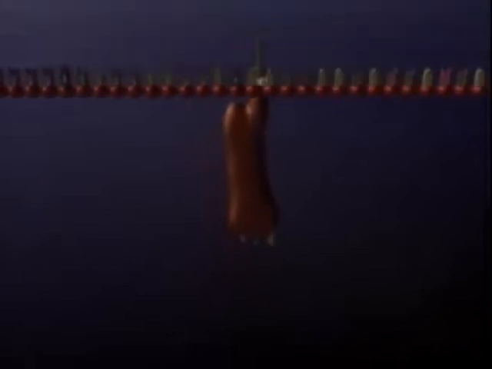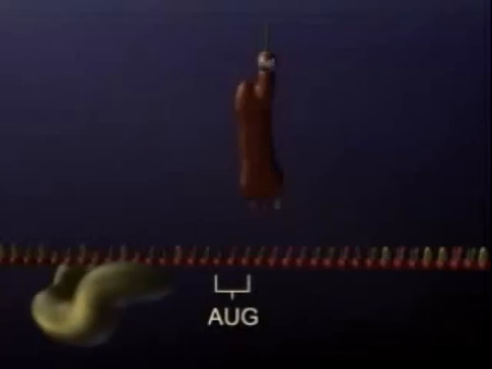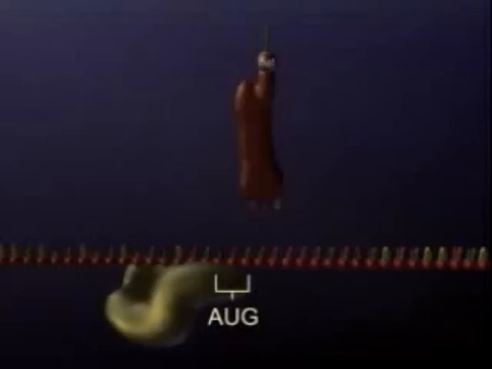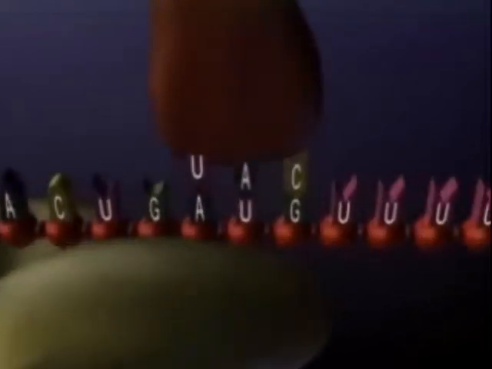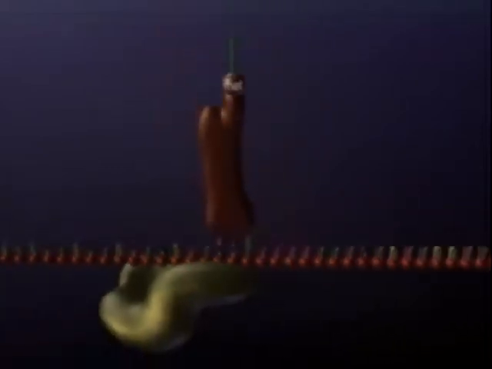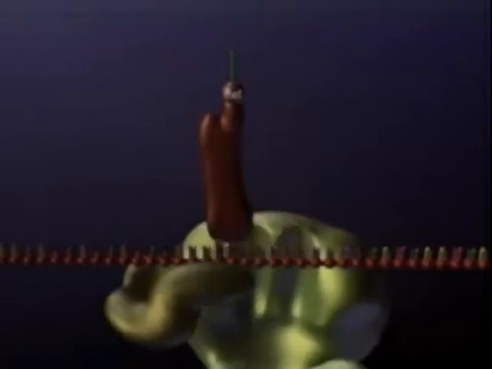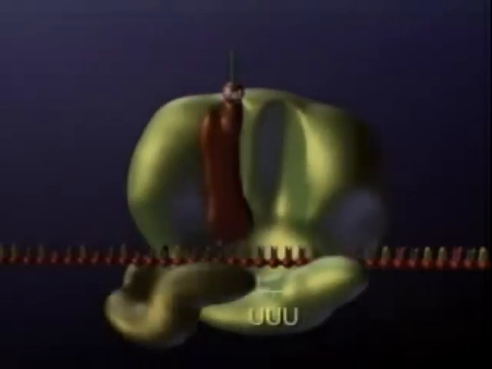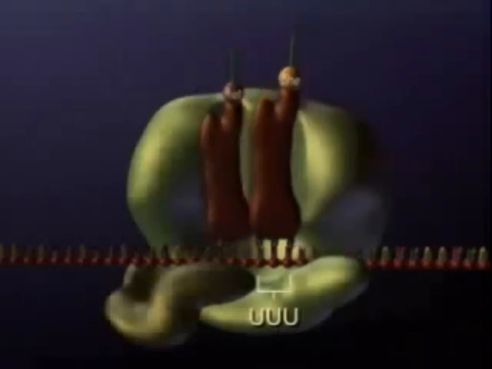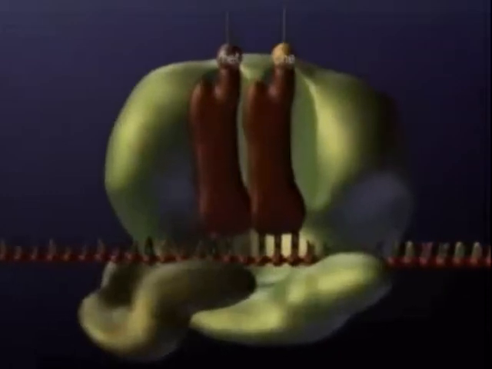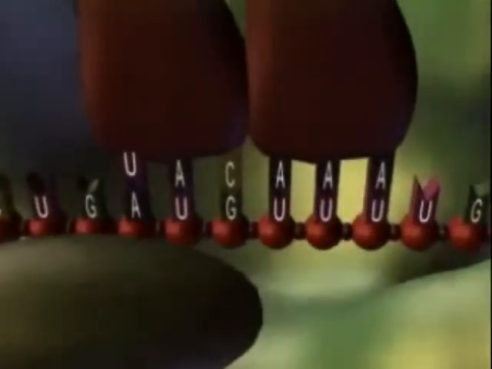A ribosome assembles on the start codon AUG. Transfer RNA with the anticodon UAC and carrying the amino acid methionine binds to the codon. The transfer RNA is in the P site of the ribosome. The A site is available for a second transfer RNA with an anticodon complementary to the second messenger RNA triplet.